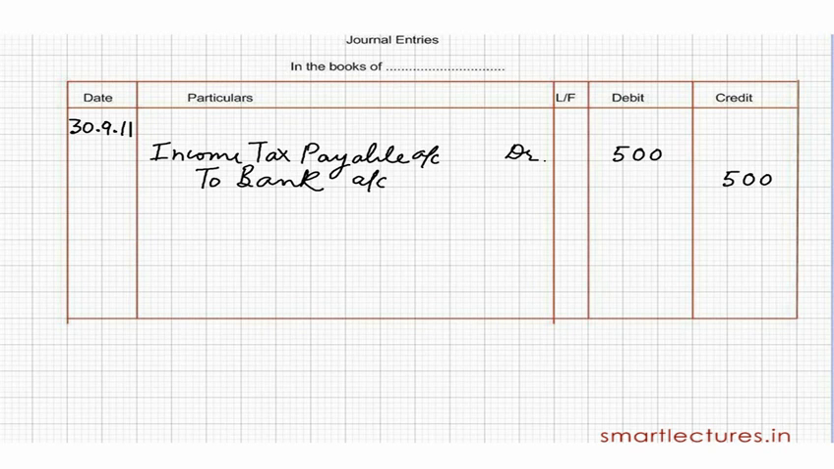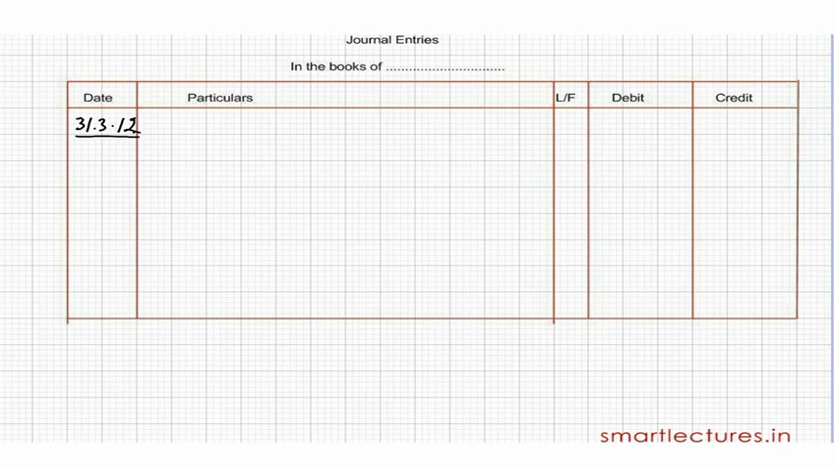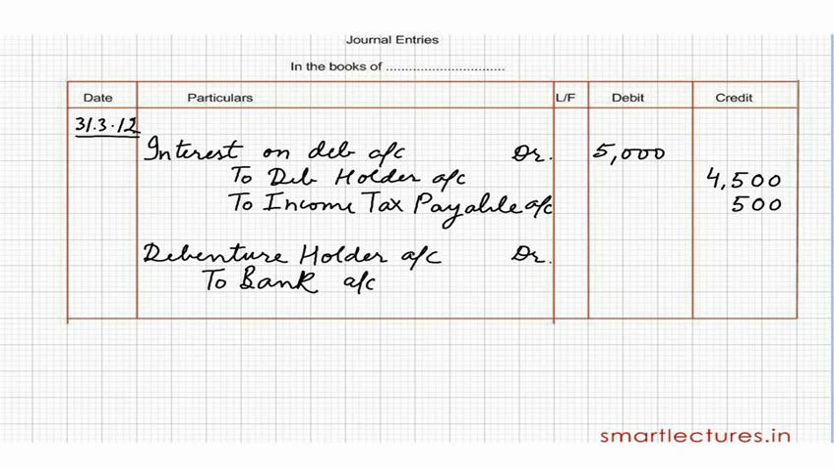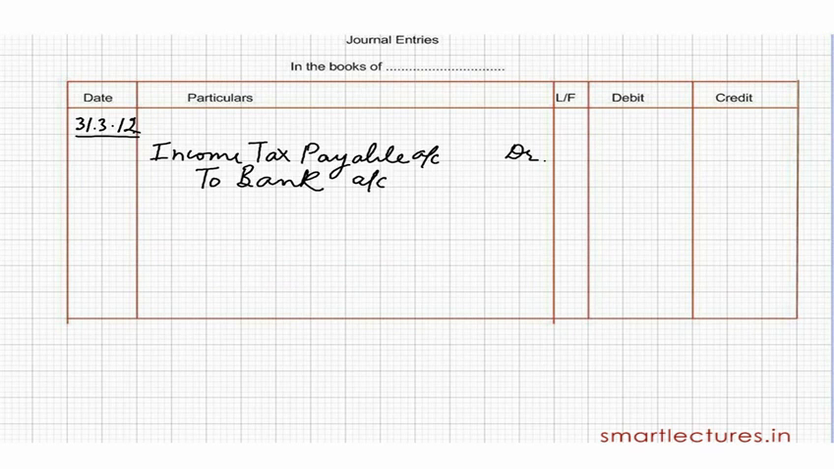Next journal entry is on 31st March 2012. Again 6 months have passed. The interest on debenture is due today for 6 months. Interest on debentures account debit to debenture holders account and income tax payable account. The amounts will be 5,000, 4,500 and 500 rupees. Now make the payment to debenture holders for interest. Debenture holder to bank 4,500, and make the payment to the income tax department. Income tax payable account debit to bank account 500 rupees.